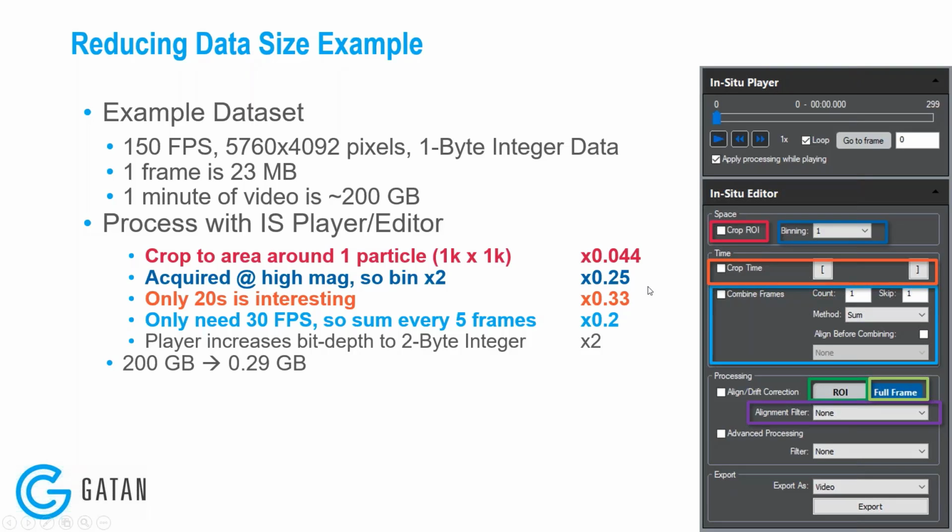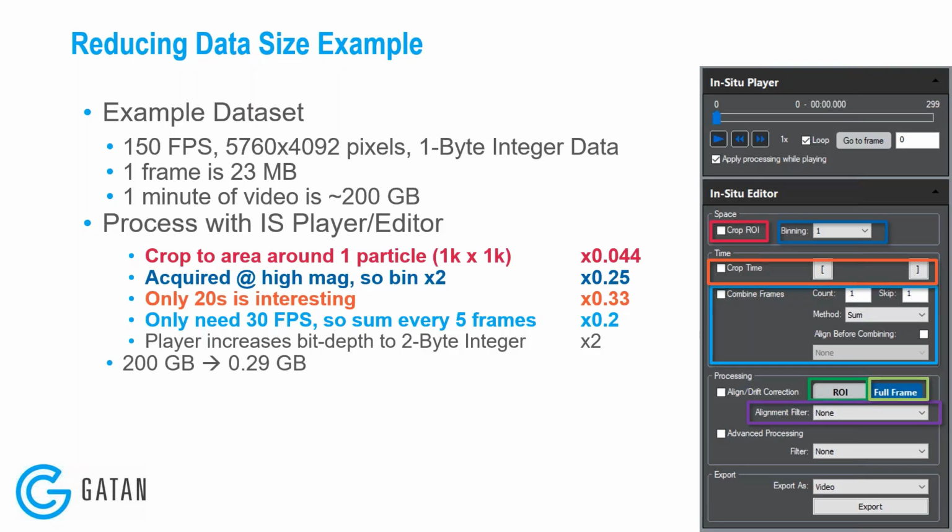I could also, maybe I acquired my data at too high a magnification, and binning by 2 isn't going to eliminate any of the real data in my sample. So maybe I'll bin by 2, or maybe only 20 seconds of the 1-minute video is really interesting. That's where all the dynamics happen, is in only 20 seconds of video. So maybe I'd crop that bit of time.